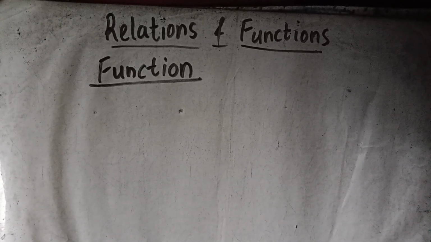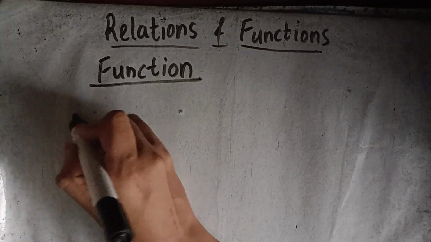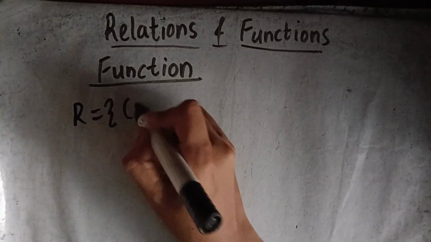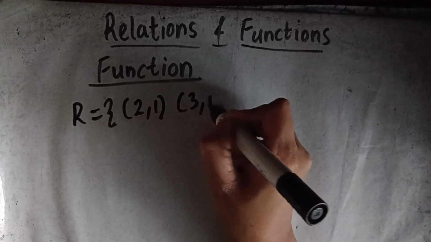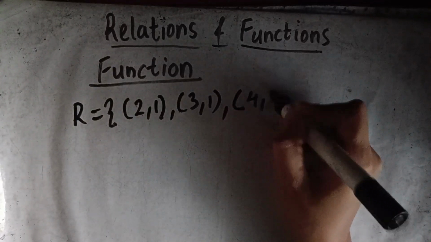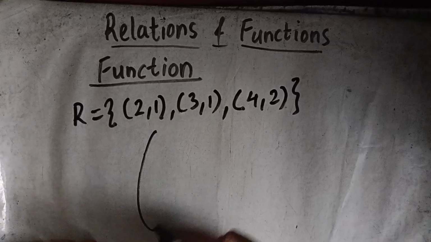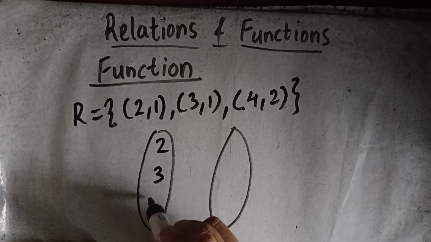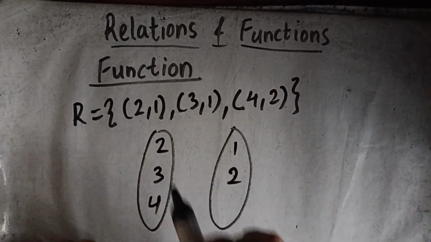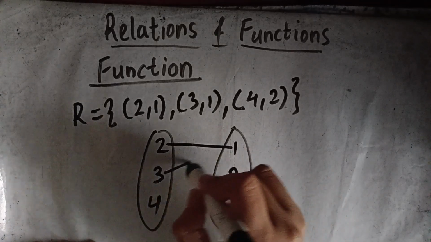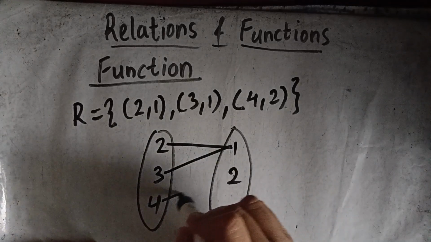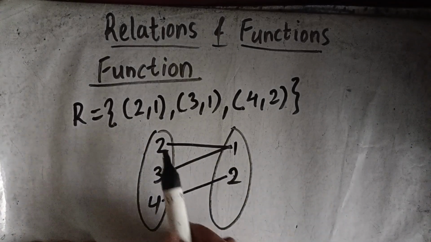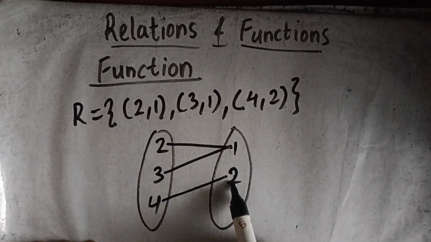Let's solve some examples. Examine each of the following relations given below and state in each case, giving reasons, whether it is a function or not. So the relation is given: (2, 1), (3, 1), (4, 2). If you draw this, the first set is 2, 3, 4 and here 1 and 2 are there. 2 is going to 1, 3 is going to 1, and 4 is going to 2. This is a function because each element has a single image.